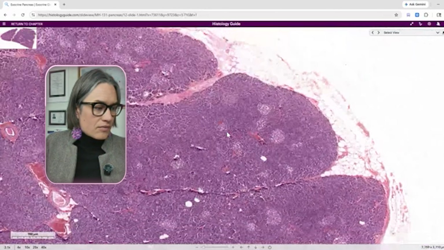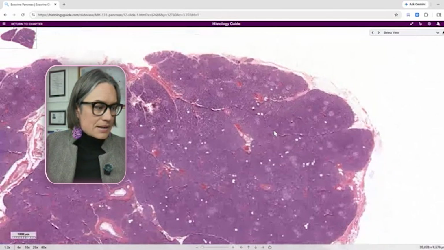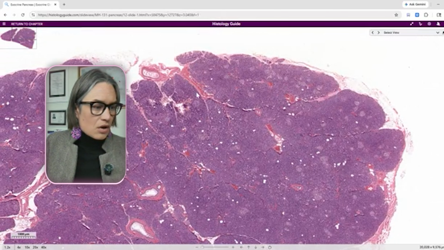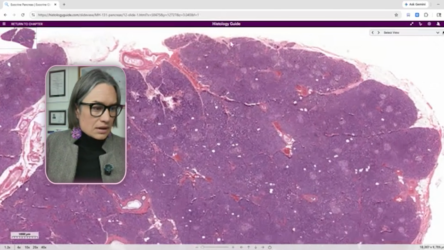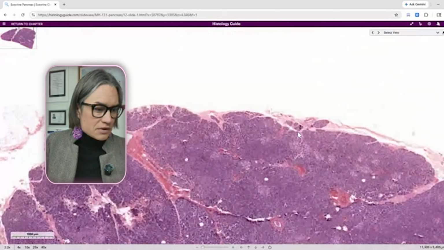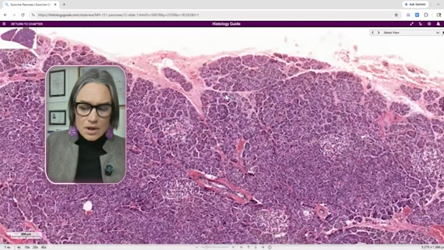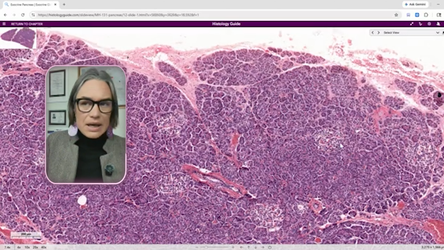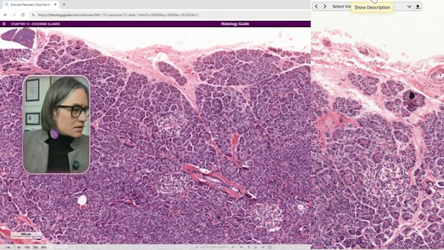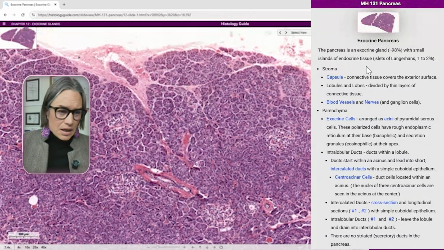When looking from far away at this slide, you will see lobules, connective tissue. Let me show you connective tissue outside. It looks pretty good. This is going to be the connective tissue. Exocrine, the pale ones are endocrine, but let's see what our histology guide has to say. Capsule, that's going to be the outside thing from connective tissue.